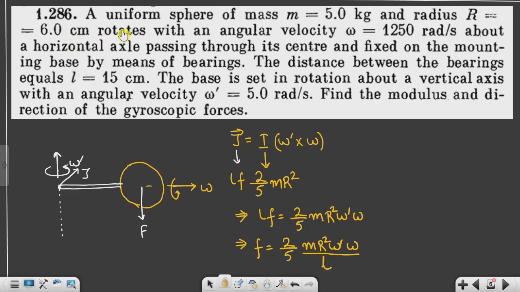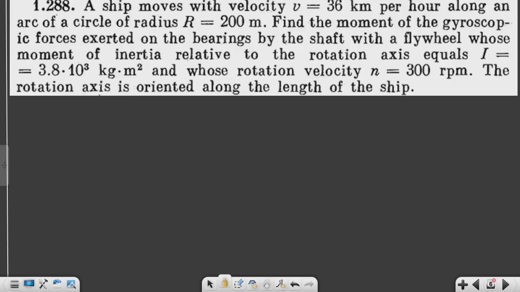Okay. Mass is given. R is given. Omega dash and omega are given, and L is also given, 15 centimeter. Okay. So this was our answer.